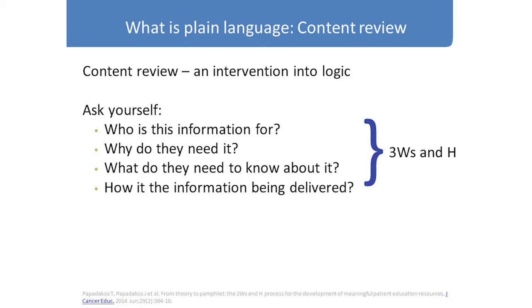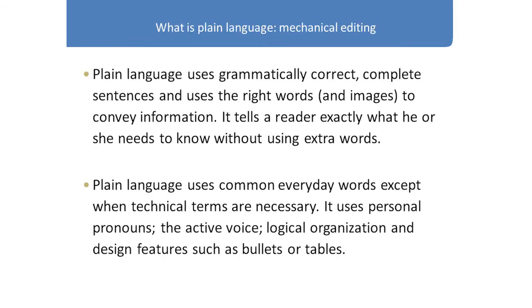And then there's the mechanical part of it, and that's the part in counting sentences and that kind of thing. And so plain language uses grammatically correct complete sentences, and it uses the right words and the right images to convey information. It tells a reader exactly what they need to know without using extra words. Do you ever read articles from the New Yorker magazine? Well, if you ever read articles that are really well written, blogs or some other sites that you really enjoy reading, I bet they're written almost in plain language because it's a pleasure. You don't have to read the sentence twice. You read the article once and you've got it. And that's excellent writing, and that's usually plain language.